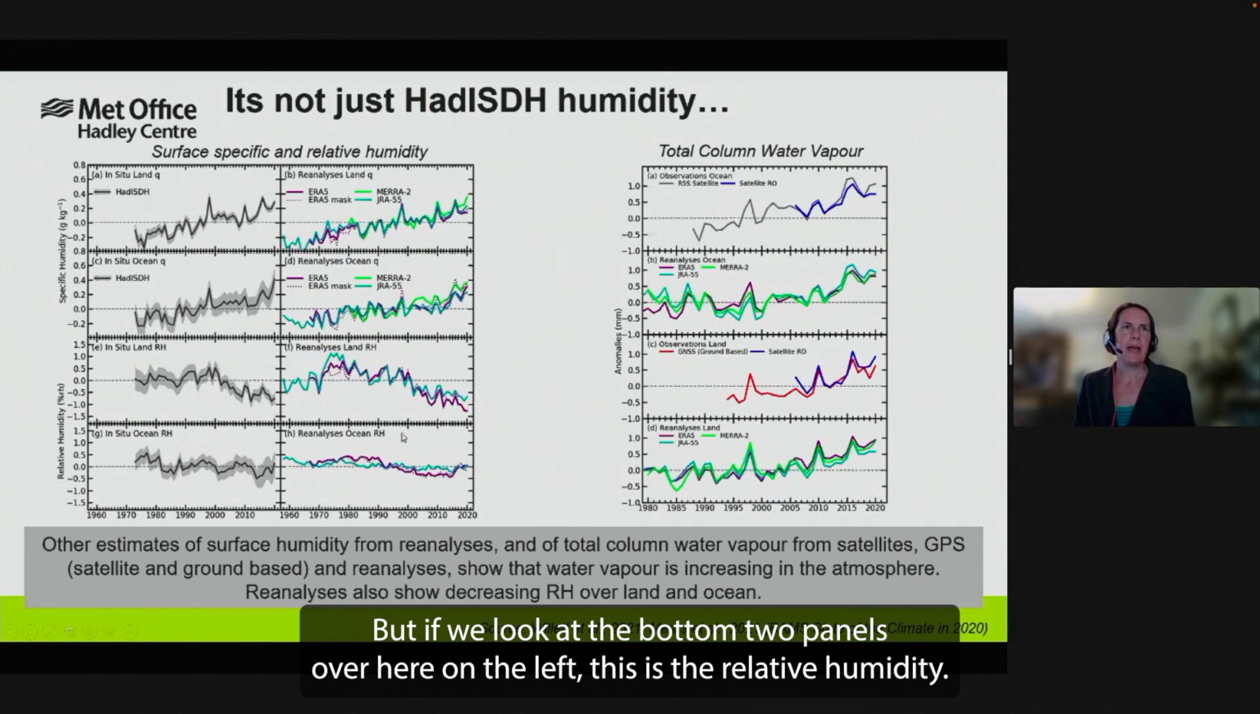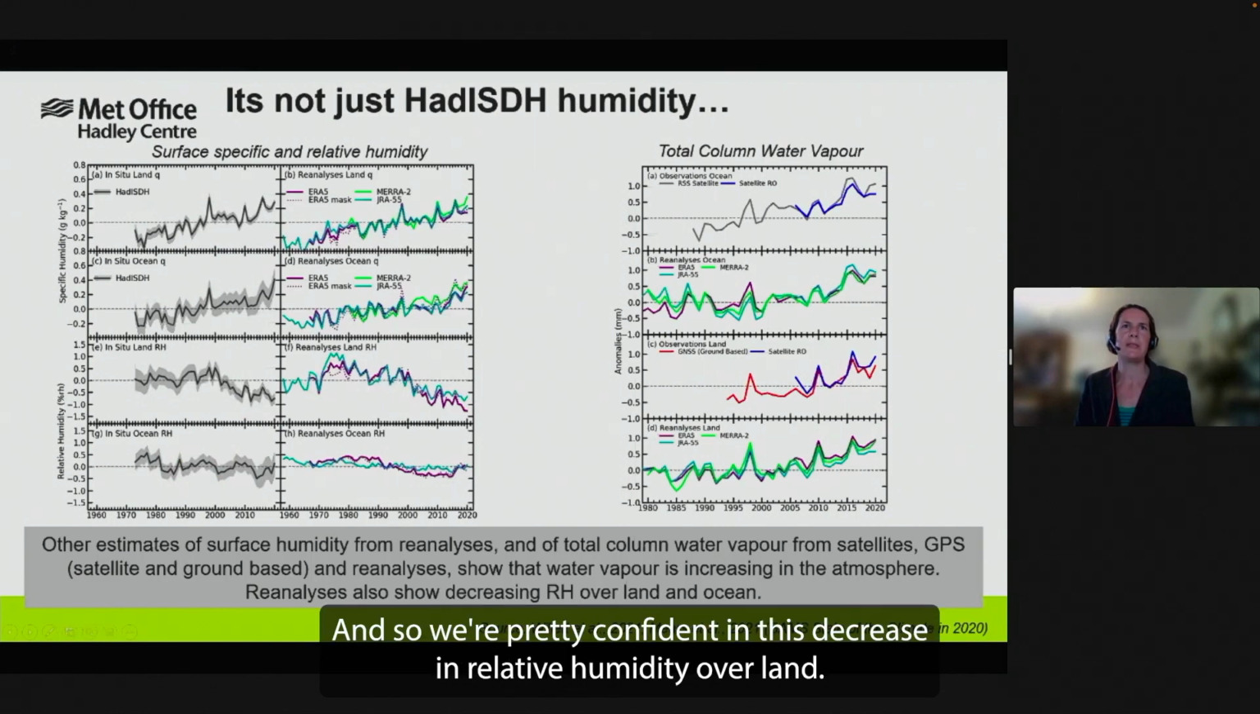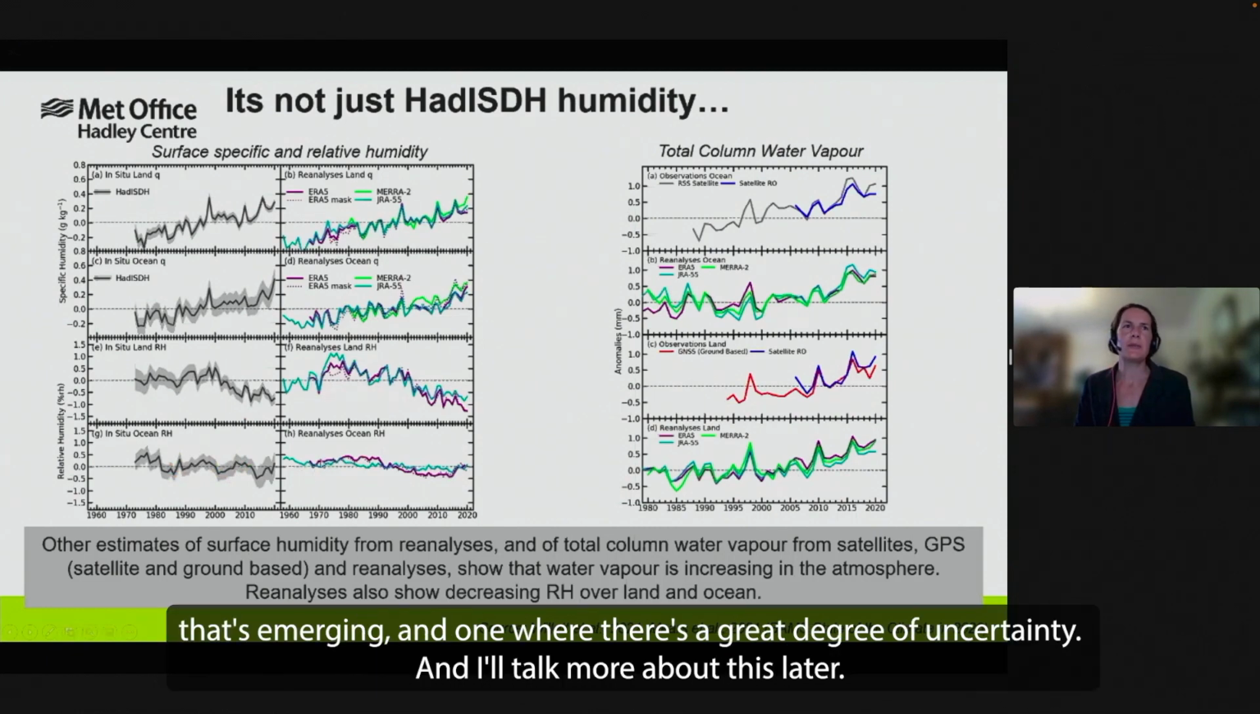But if we look at the bottom two panels over here on the left, this is the relative humidity. So we can see the relative humidity over land in this line, a good agreement between HadISDH on the left and the reanalyses on the right. And so we're pretty confident in this decrease in relative humidity over land. But if we go to the relative humidity over ocean on this lower panel, this is a really interesting story that's emerging, and one where there's a great degree of uncertainty, and I'll talk more about this later.